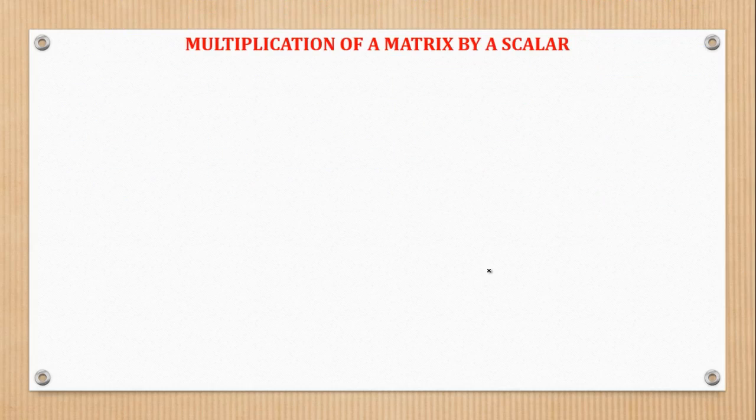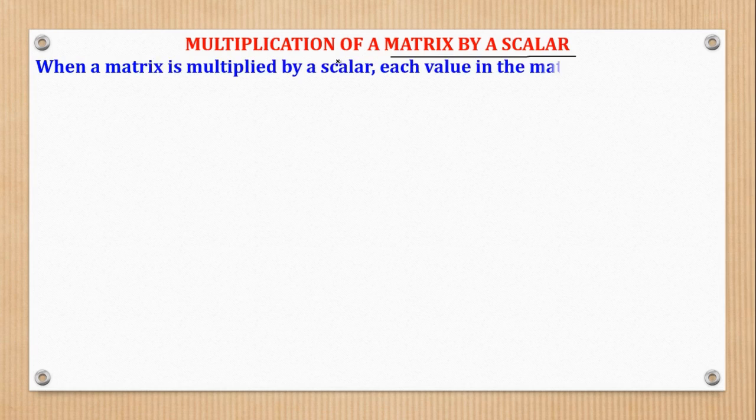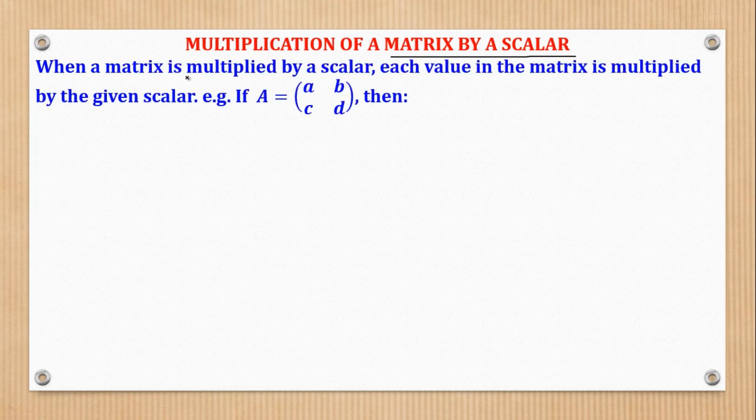So now before we go to the next example, we have to see something called multiplication of a matrix by a scalar. So a scalar is like a constant value. It can be an integer, it can be a fraction, as long as it's just a value. So when a matrix is multiplied by a scalar, each value in the matrix is multiplied by the given scalar.